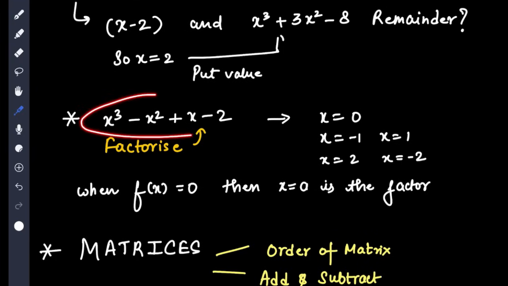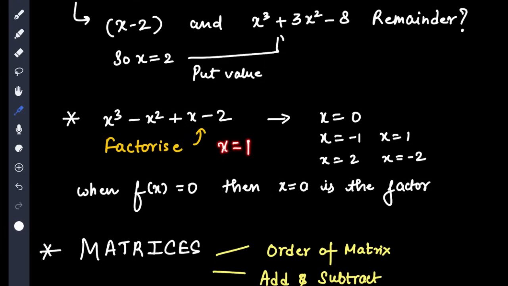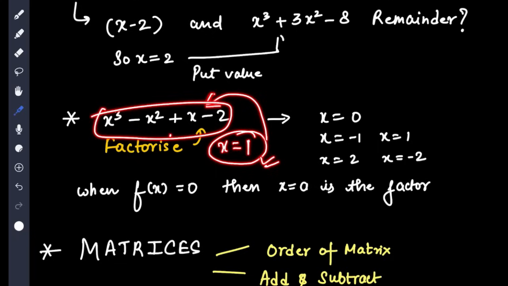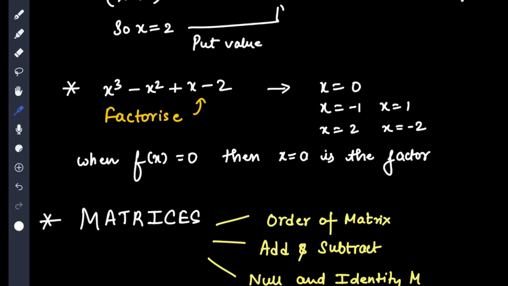Then factorize this question. Again, a very frequently asked question. How to solve this? You'll start putting values from x equals to 0 up to when you'll get f(x) equal to 0. Okay, so example, I get x equal to 1. If I put it, suppose I'm getting 0 for this particular equation, that means x minus 1 is the factor of this f(x), right? Then you'll divide and then factorize.